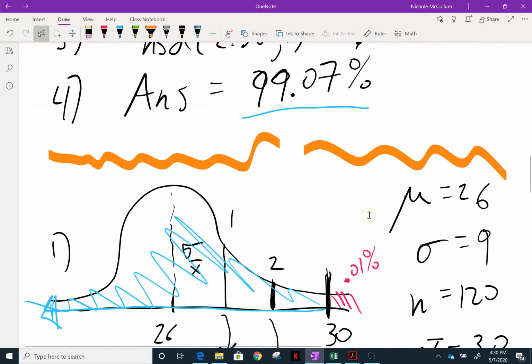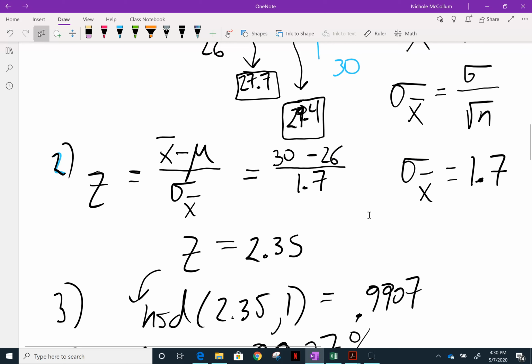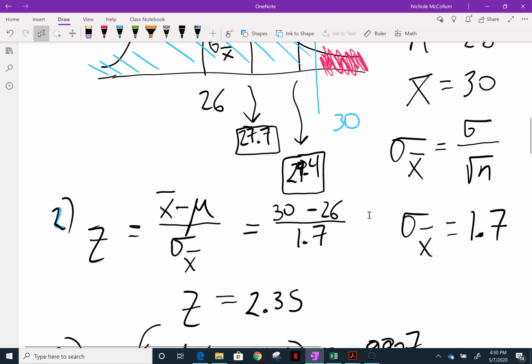Welcome back, everybody. There is a temporary glitch. And so we were working on this problem right here. Z equals 2.35.